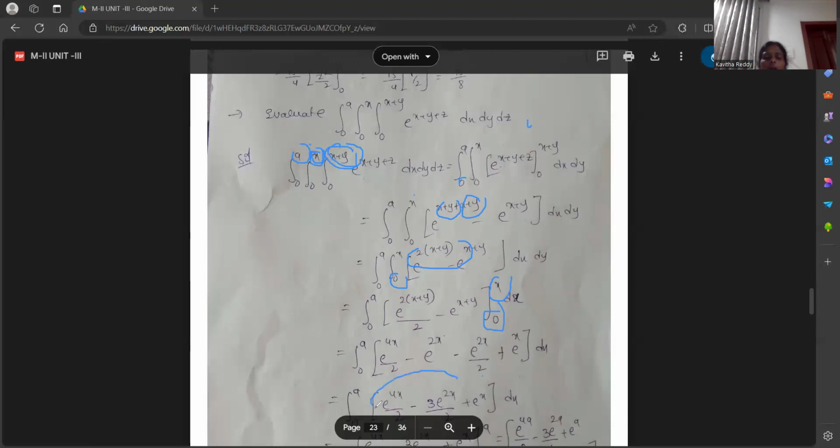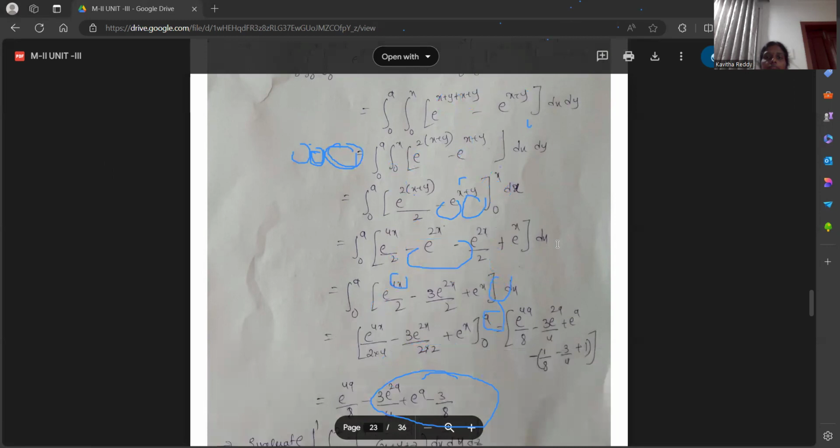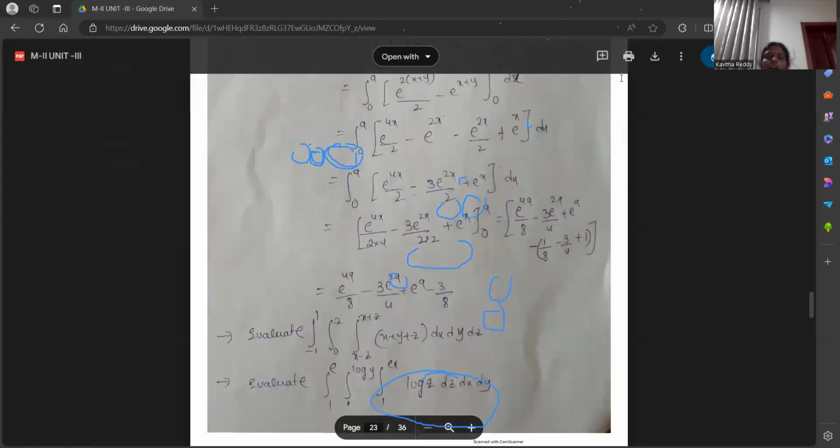Again, your function is completely in terms of x. That's why you need to integrate, and at last you'll get dx. So integrate with respect to x. At last, what is the answer?